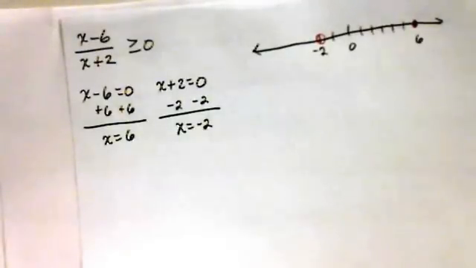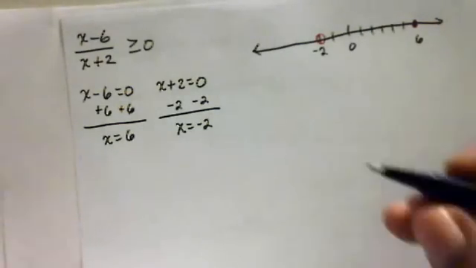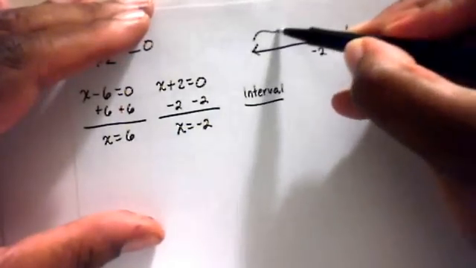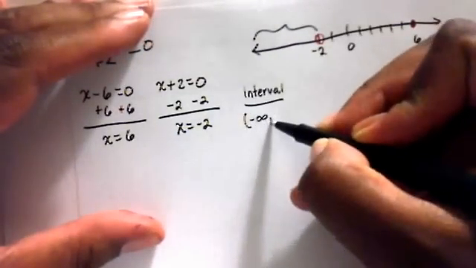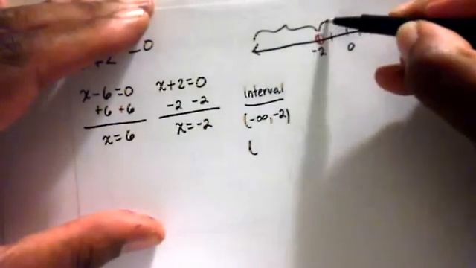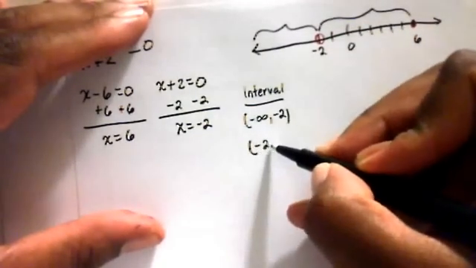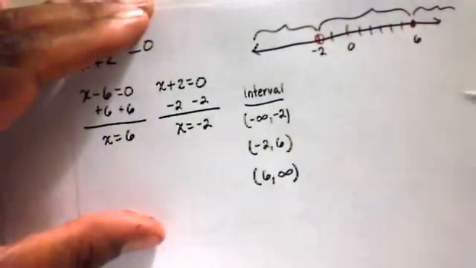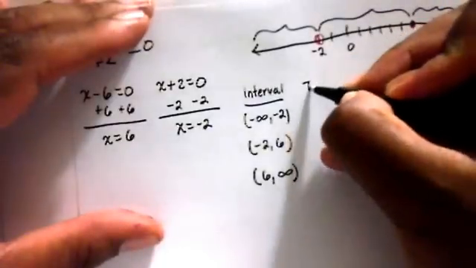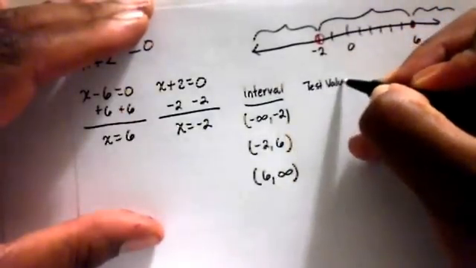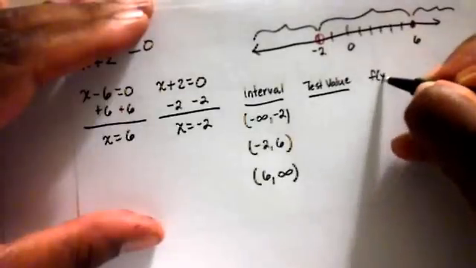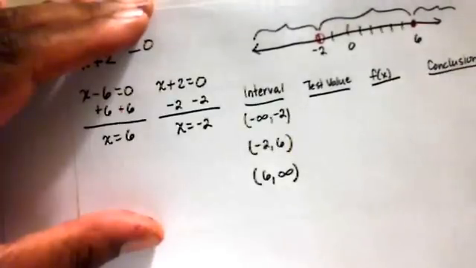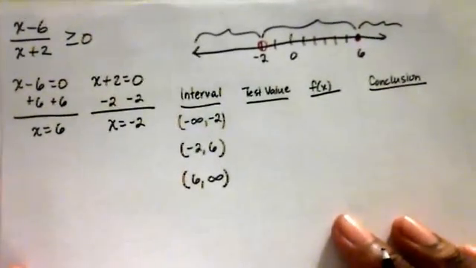Okay, now step 3, 4, and 5 are the same. It's just simply creating that table, finding out what your intervals are. This first one is from negative infinity up to negative 2. The second one is from negative 2 to 6. And the third one is from 6 to infinity. Those are your three intervals here. And then a test value, and then f of x, and then the final conclusion, whether it's positive or negative. I need to move that over so y'all can see this.